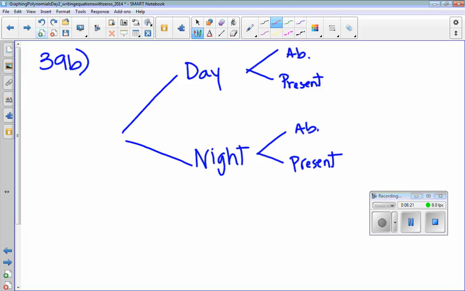All right, how many people work day shift? 60%, which means 40% work the night shift. It gave us a percent. Okay, absent.